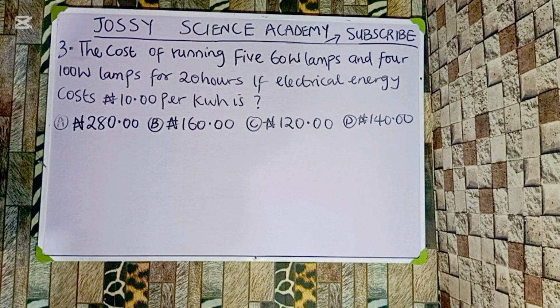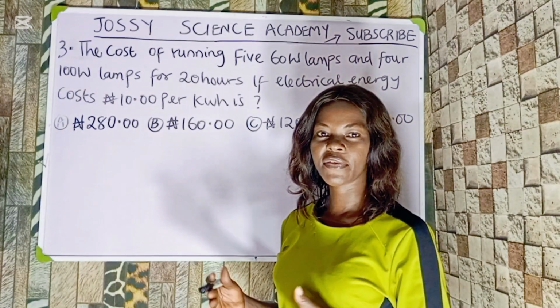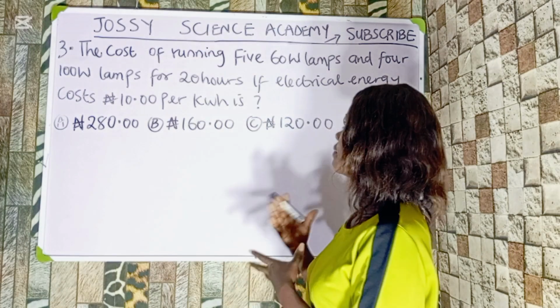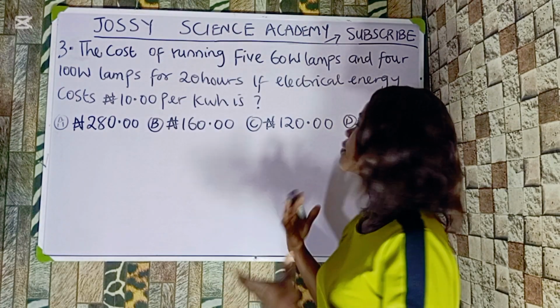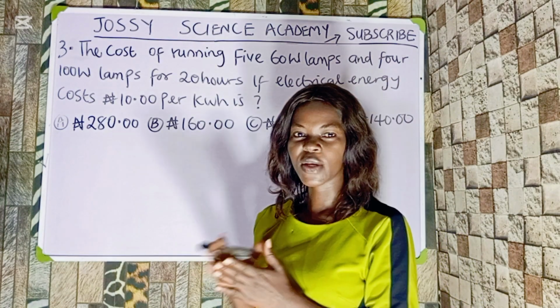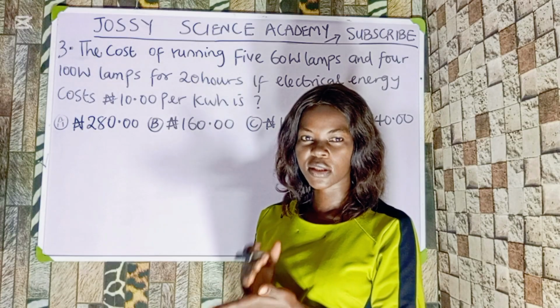The cost of running 5 60-watt lamps and 4 100-watt lamps for 20 hours, if electrical energy costs 10 naira per kilowatt hour, is what? Option A is 280 naira, option B 160 naira, option C 120 naira, option D 140 naira. Now in this question we have different types of power. We have 60-watt lamps and 100-watt lamps. We are going to add them together to get the total power.